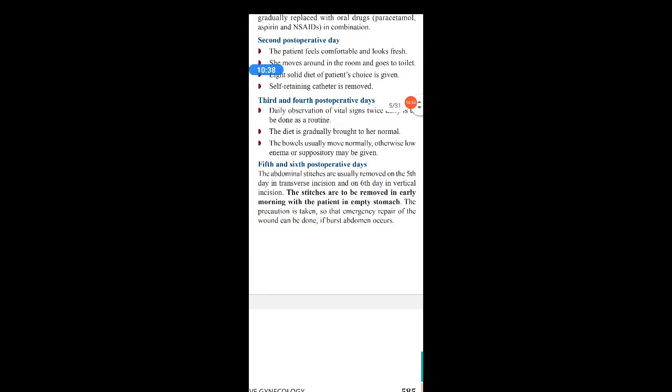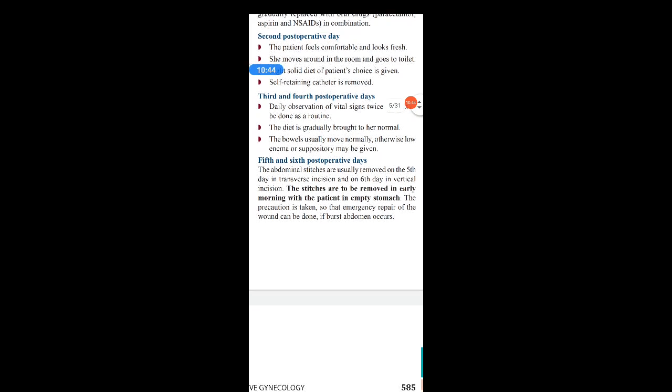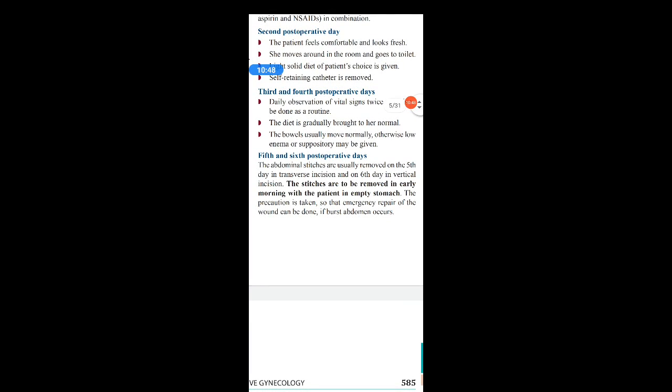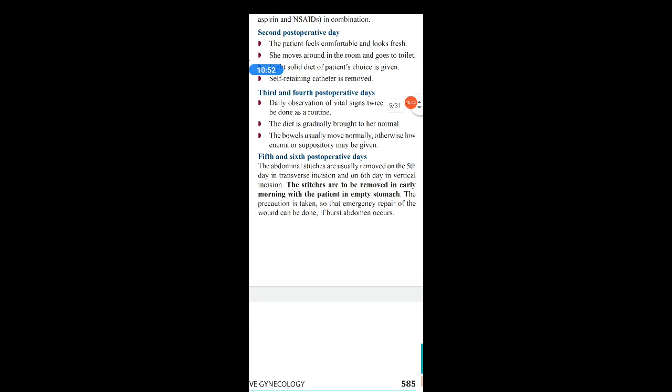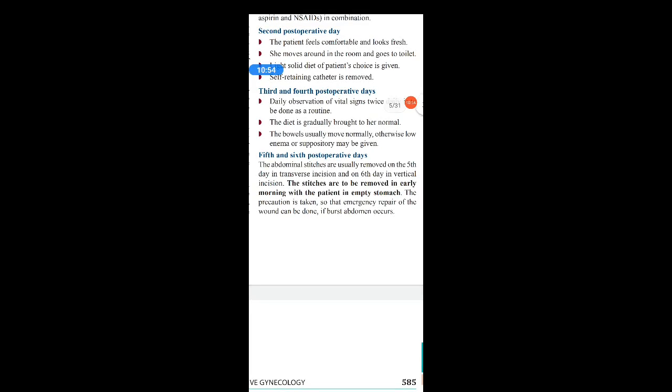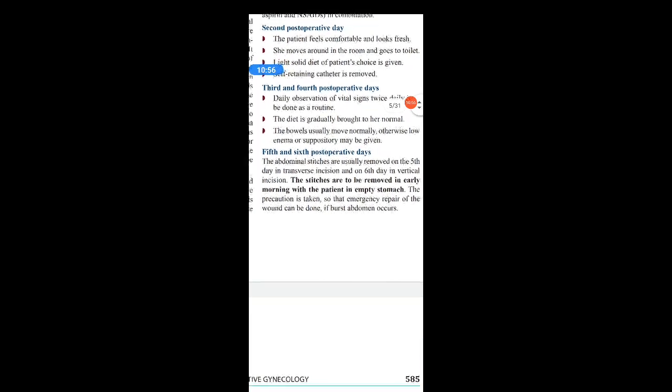Fifth and sixth post-operative days: the abdominal stitches are usually removed on the fifth day in the transverse incision and on the sixth day in the vertical incision. The stitches are to be removed in the early morning with the patient on an empty stomach. The precaution is taken so that emergency repair of the wound can be done if a burst abdomen occurs.